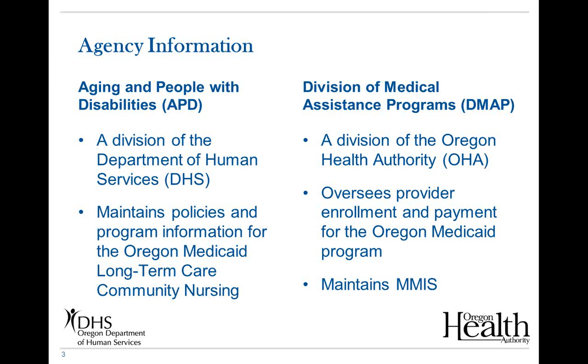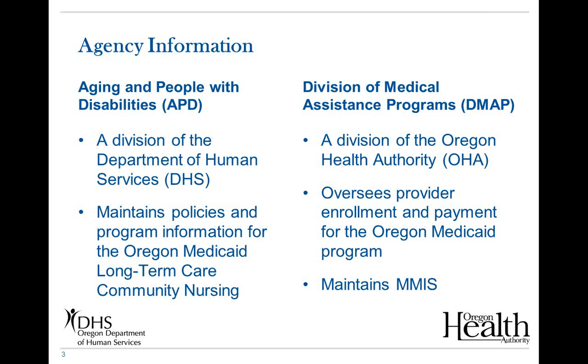Department of Human Services has a division called Aging and People with Disabilities. You'll hear people refer to this as APD. Again, they're a division of the Department of Human Services, or DHS, and they maintain policy and program information for long-term care community nursing program with Medicaid.